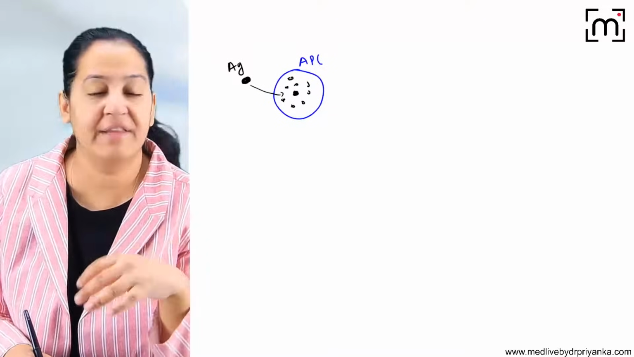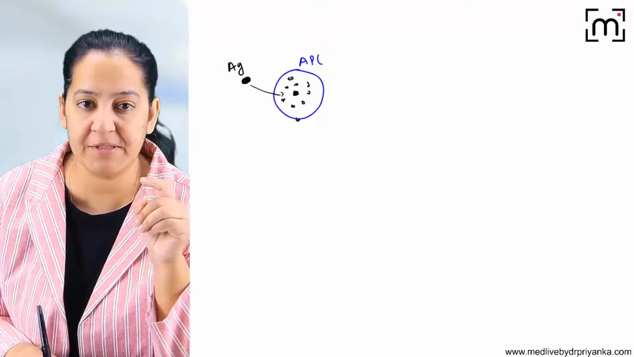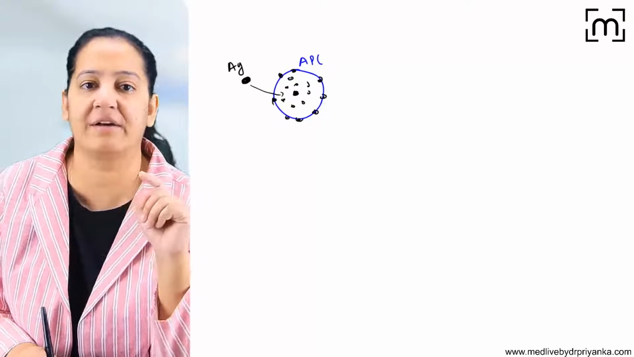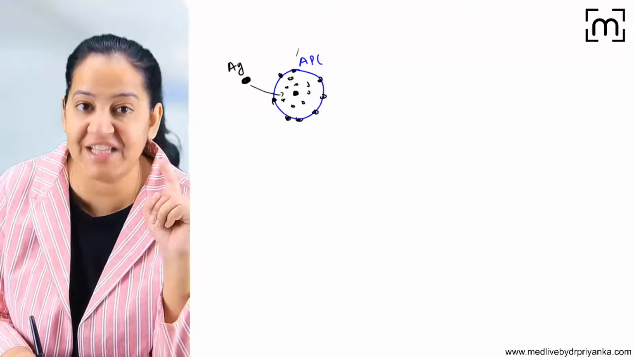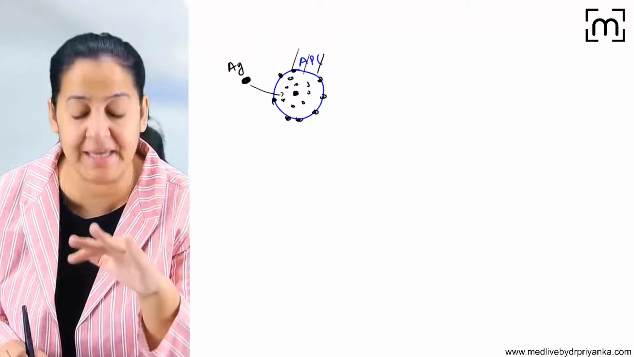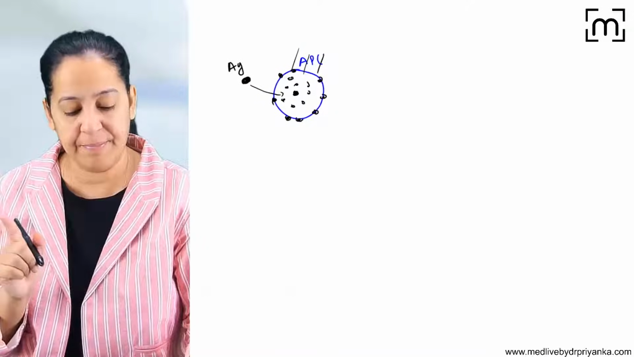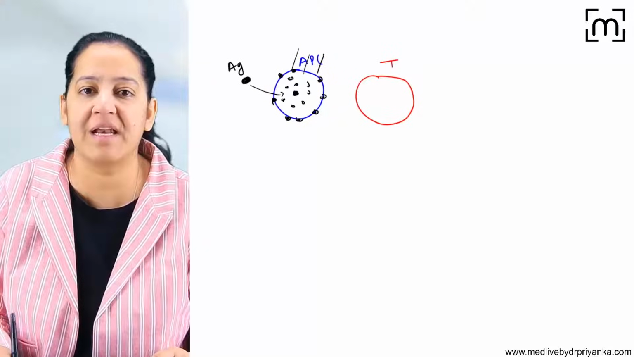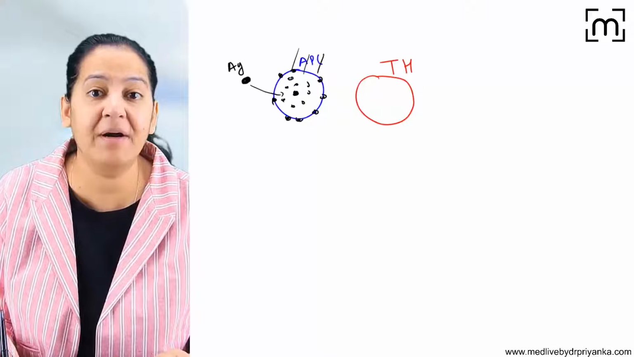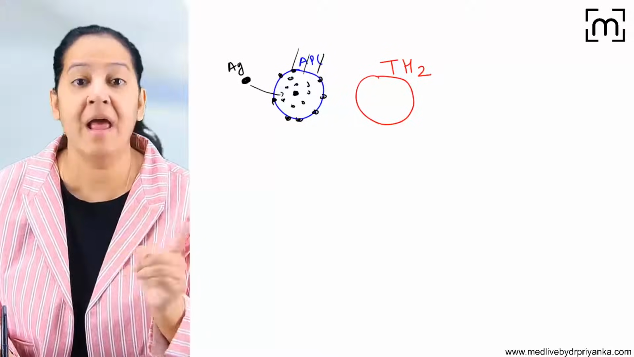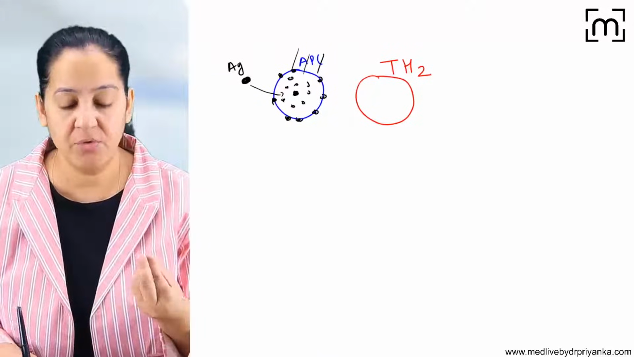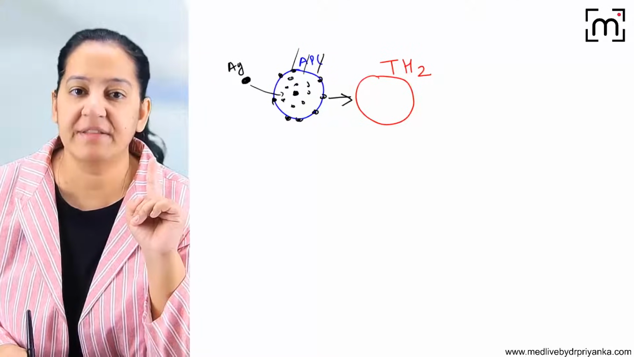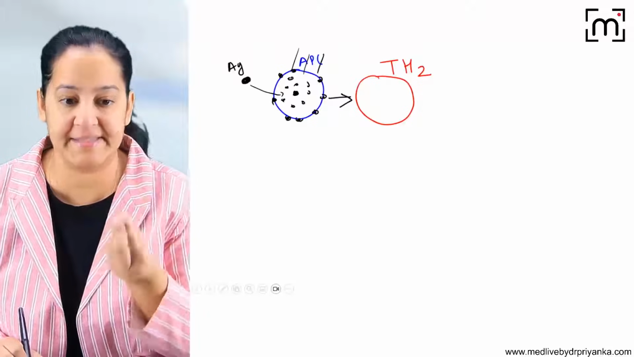First it will engulf, then it will degrade, then it will process, and after processing it will present it on the surface to the next cell. That's why they are known as antigen presenting cells, APC, because they present the antigen. The next cell in the row is the helper Th2 cell. Helper CD4, helper Th2, not Th1, helper Th2 lymphocyte. Whenever the antigen presenting cell presents the antigen to the helper Th2 cell, they get stimulated.